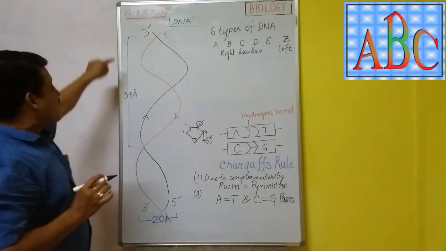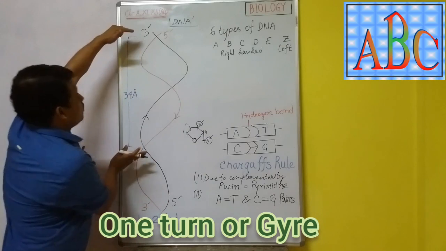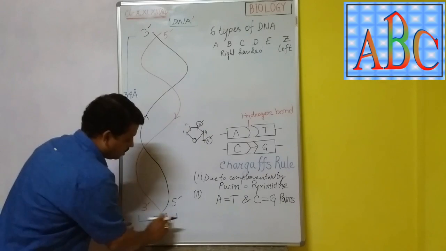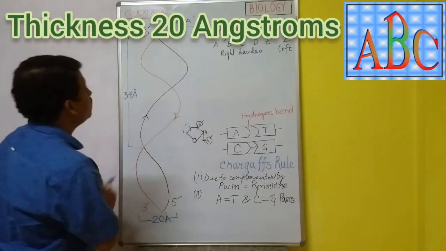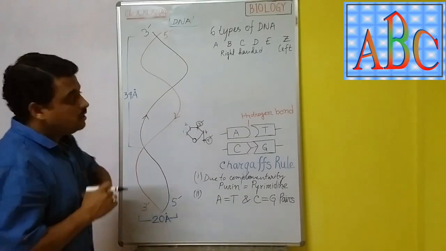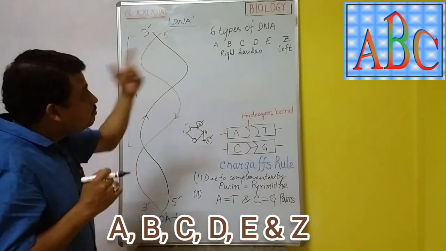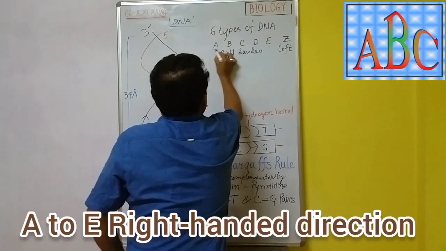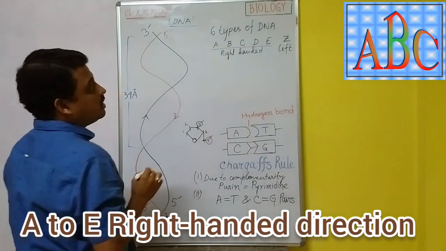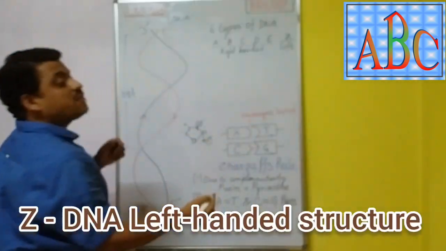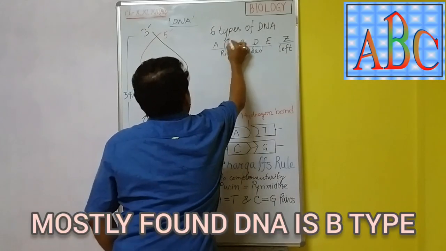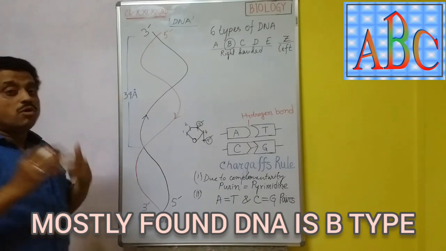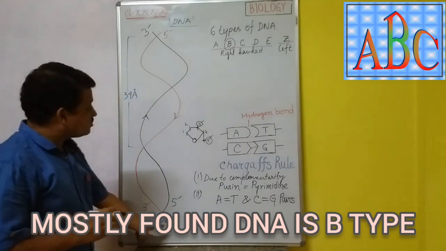So we can see one complete helix of DNA here, with a size of 34 angstrom and a width of 20 angstrom. We know 6 types of DNA found so far: A DNA, B DNA, C DNA, D DNA, E DNA and Z DNA. In each type from A to E we have a right-handed structure, and only Z DNA has a left-handed structure. We are drawing the B DNA structure here. It is mostly found, at 34 angstroms in length and 20 angstrom in thickness.